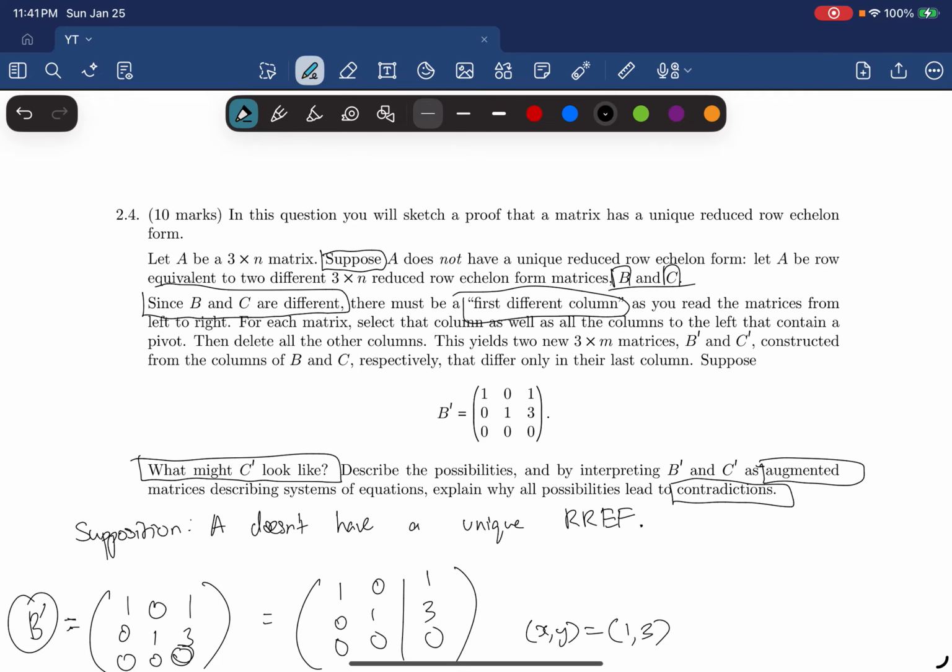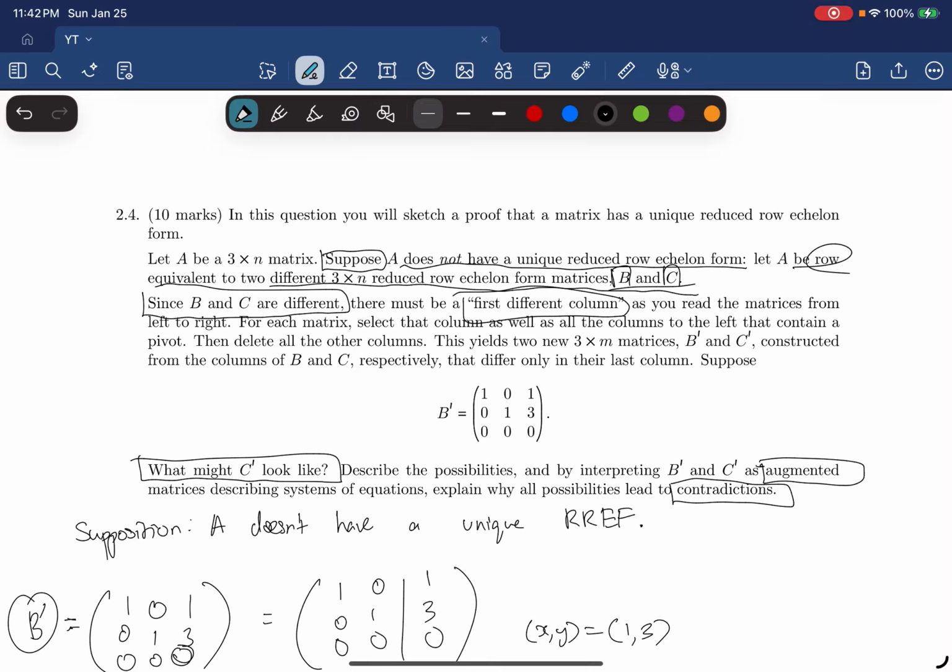And I know you're asking, why do B prime and C prime have to share the solution set? Well, it is because in your supposition, you say A does not have a unique reduced row echelon form, but it is row equivalent to 2 different reduced row echelon form matrices B and C. And so, if A is equivalent to B and is equivalent to C, then B and C have to be equal to each other, right? The values of their solution set must be the same.